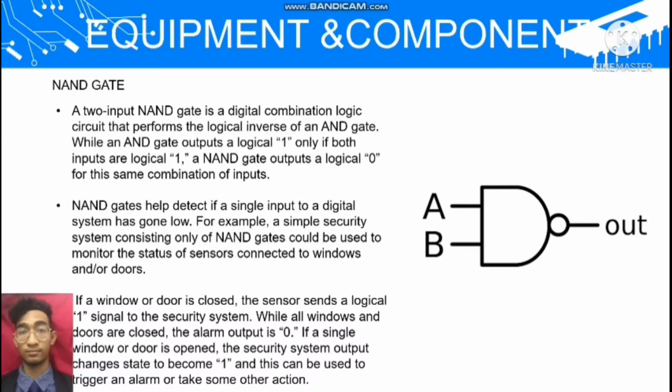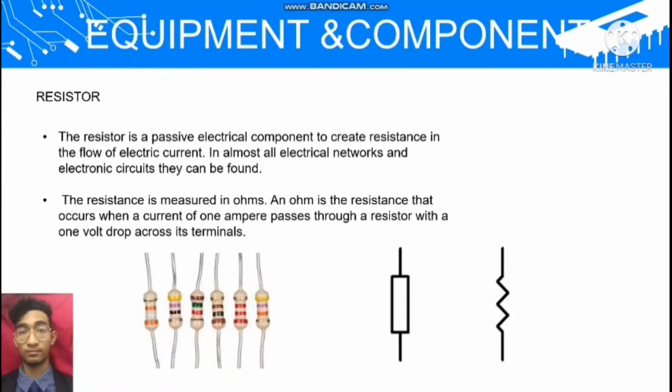Next is the NAND gate. A NAND gate is a digital combinational logic circuit that performs the logical inverse of an AND gate. While an AND gate output is logical 1 if both inputs are logical 1, the NAND gate outputs are logically 0 for the same combination of inputs. Next one is the resistor. The resistor's function is to create resistance in the flow of electric current. The resistance is measured in ohms.